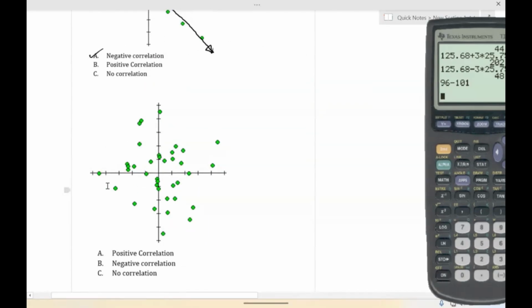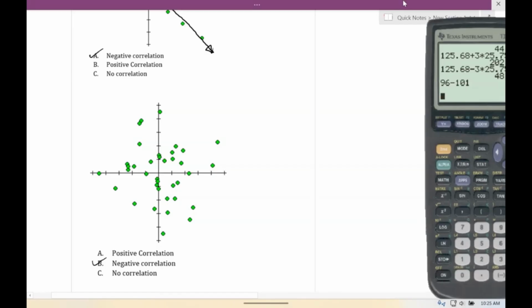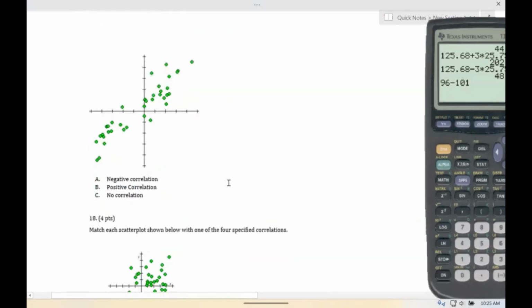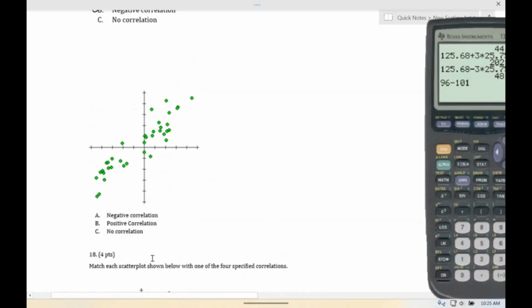For the next example, as I read this scatter plot from left to right, I don't see any up or down patterns. Therefore, this would have no correlation. And then lastly, as we read this graph from left to right, notice that there is an upward trend. And as you read this from left to right, it ascends or goes up. So therefore, this has a positive correlation.